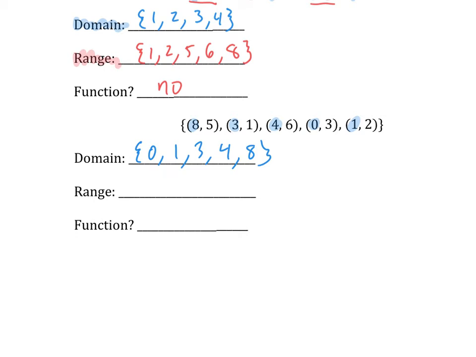Then our range, we'll do in red again. We have 5, 1, 6, 3, and 2. So I'll write those. I'll do my brackets here. We have 1, 2, 3, 5, and 6.